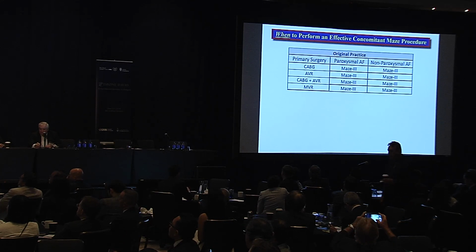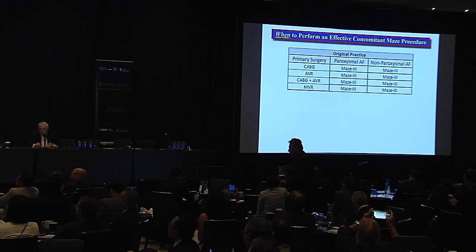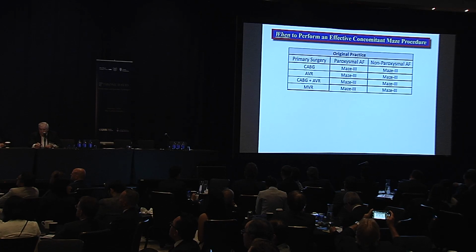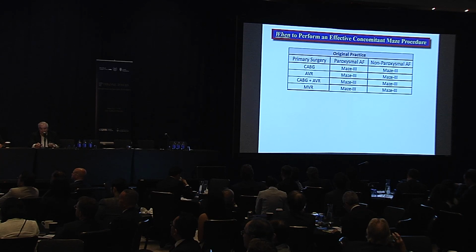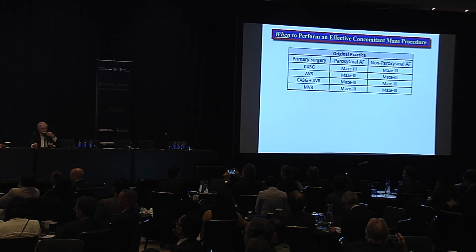So when to perform an effective concomitant maze? If your primary index surgery is either CABG or AVR, or CABG plus AVR, those are patients you would not normally open the left atrium, and those are patients we originally would have done maze procedures in anyhow. Most surgeons you'll hear speaking today are experienced arrhythmia surgeons, and they just do a maze. If you have atrial fib, you just do a maze, and it'll get them all. You have to worry about what kind it is. But most surgeons don't do this kind of surgery, or if they do, they don't do it very often.